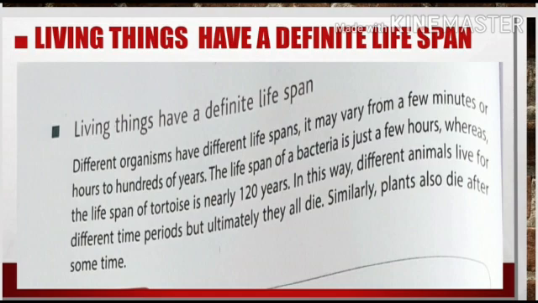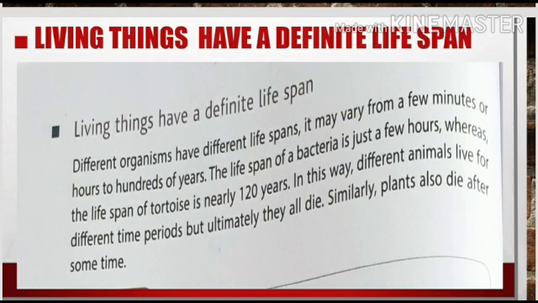Now, the next and last characteristic is that living things have a definite lifespan. Different organisms have different lifespans. It may vary from a few hours to hundreds of years. The lifespan of bacteria is just a few hours, whereas the lifespan of a tortoise is 120 years. In this way, you can say different animals live for different time periods, but ultimately they all die one day. Similarly, plants also die after some time.